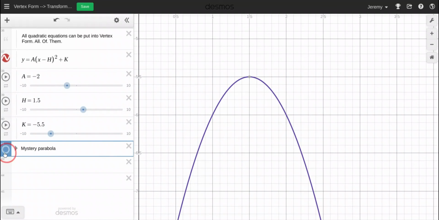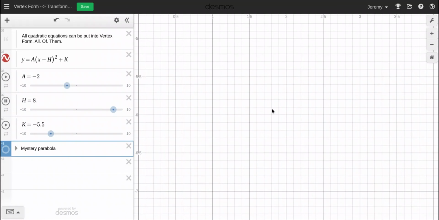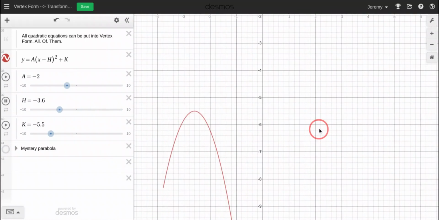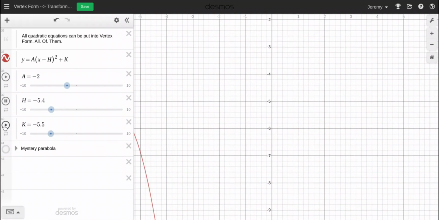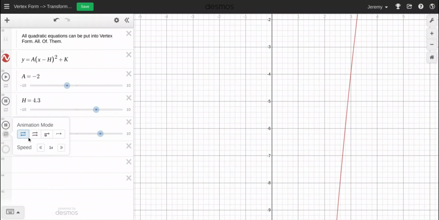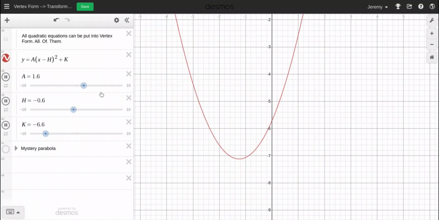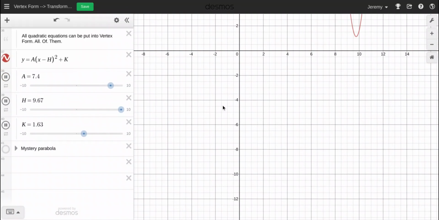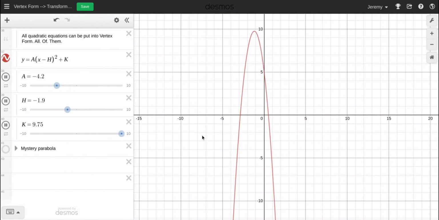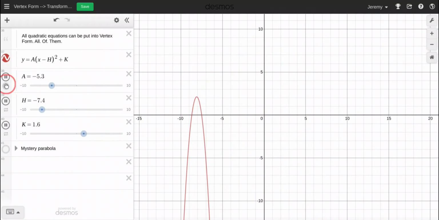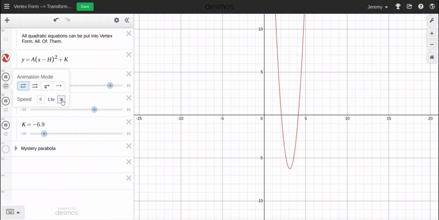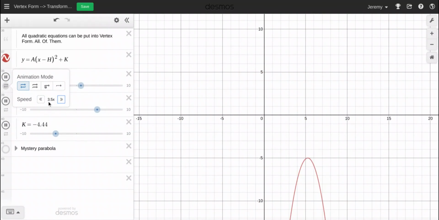To end things, I would love to do this. My students love it when I zoom out and have the A, H, and K sliders all going at the same time. Let's slow this one down and make this flapping around. Let's make it go faster. Doesn't that look awesome?